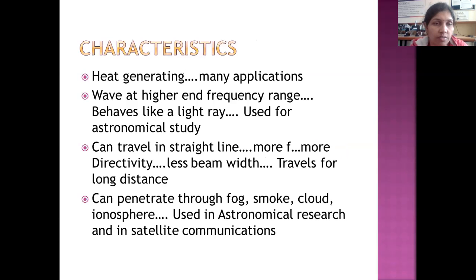The characteristic of this signal is that they are heat generating waves. So this heat generating characteristic has many applications. The waves at higher end frequencies behave like light rays, so they can be used for astronomical study. They can travel in straight lines, so directivity is more, beam width is less, and they will travel for longer distances. They can penetrate through fog, smoke, clouds, and the ionosphere, so they are used in astronomical research.